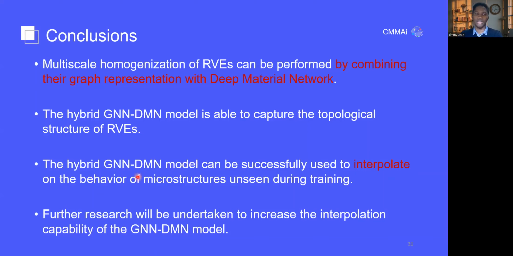Finally, we will do further research to see if we can improve on the interpolation capability of the GNN-DMN model by using more complex ways of combining the encoding from the graph convolutions with the parameters of the deep material network.